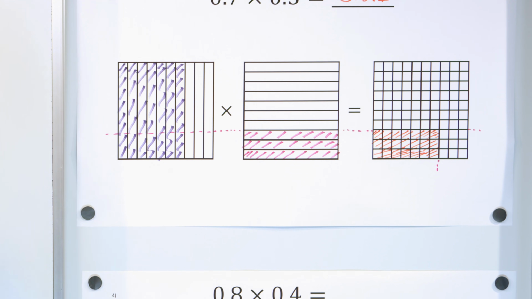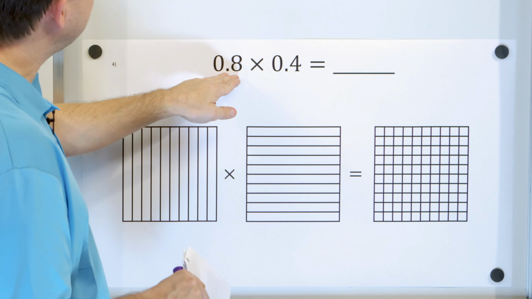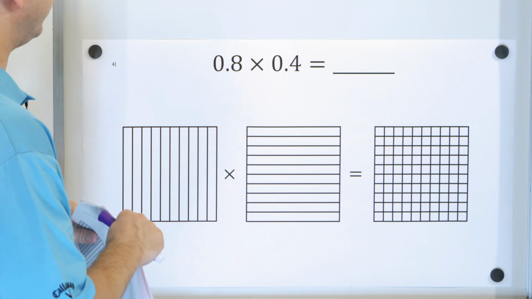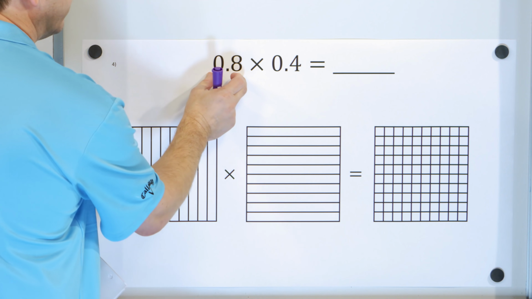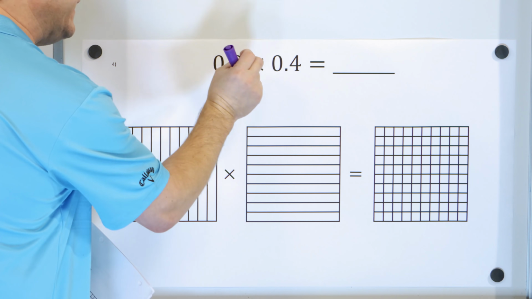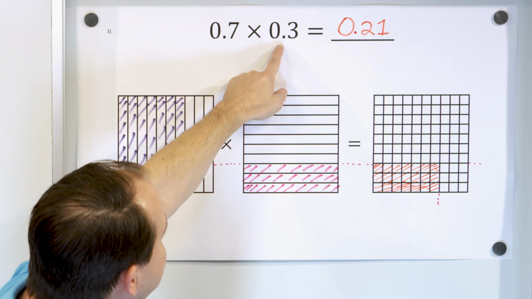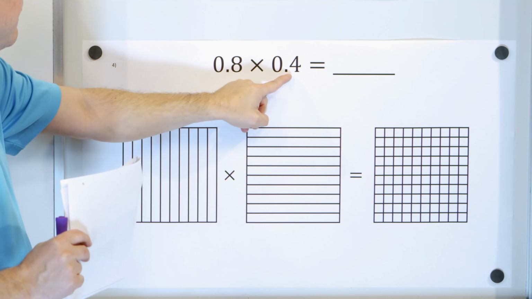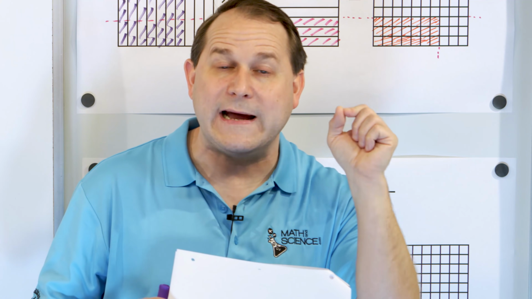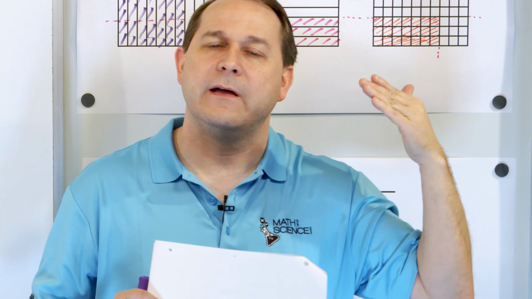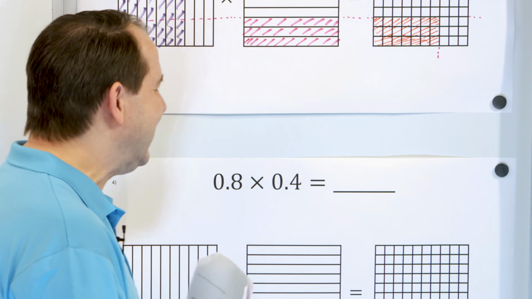All right, here's our last problem for this lesson. We're going to take 0.8 and we're going to multiply by 0.4. So we're going to start with this amount and we're going to chop it pretty close to halfway, but not quite. Here we were chopping by 0.3. Here we're going to chop a little bit more, but it's still not quite halfway. It's a little bit less than half. 0.5 would be chopping it in half.